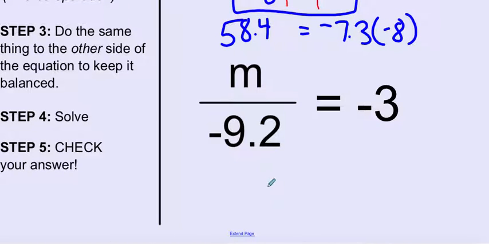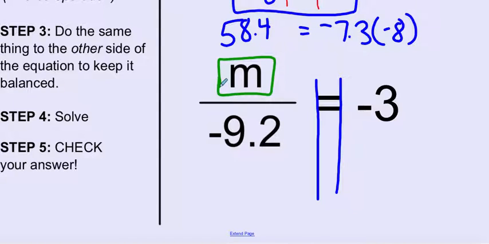Go ahead and try this problem. Again, railroad tracks. What am I solving for? This one's a little bit different than the others because it's starting off as a dividing. So I'm solving for that m. M is being divided by the negative 9.2. So the opposite of the dividing by is to multiply. So I'm going to multiply by negative 9.2 here, as well as multiply by negative 9.2 over here.